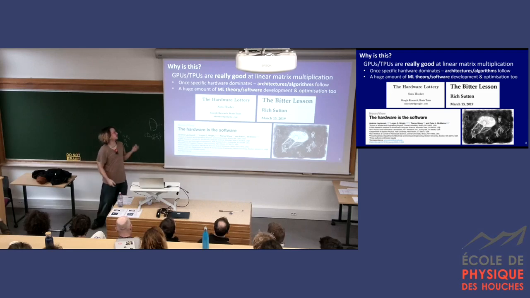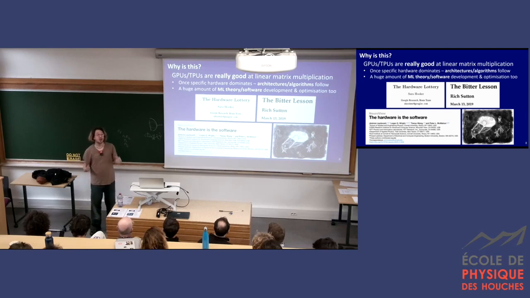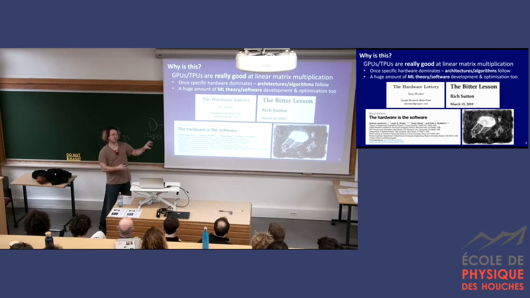And it turns out that GPUs and TPUs, even though they weren't really intended for this at all, are really good at linear matrix multiplication. And therefore, all of the things we want to do with learning tend to get shaped into that shape. Also, because GPUs have been good for a while, there's been a tremendous amount of optimization from the machine learning theory and software community. So you have these two-stranded things that have done amazing stuff, but have really funneled us into this quite specific type of learning.